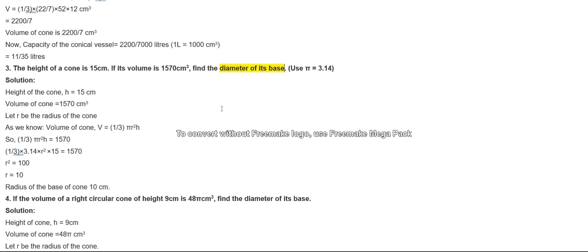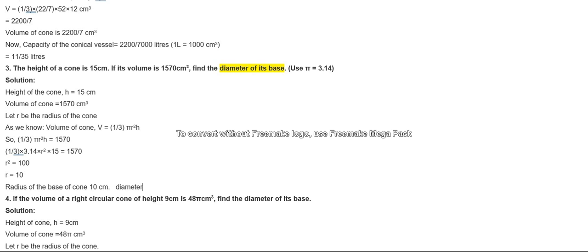For finding the diameter, we should know the radius. Once the radius is known, we can easily find the diameter by doing twice of that radius. Height is 15, volume is 1570 centimeter cube, and we know the formula V equals 1/3 of pi r square h. Utilizing the formula, we can easily find the radius. So radius is 10.